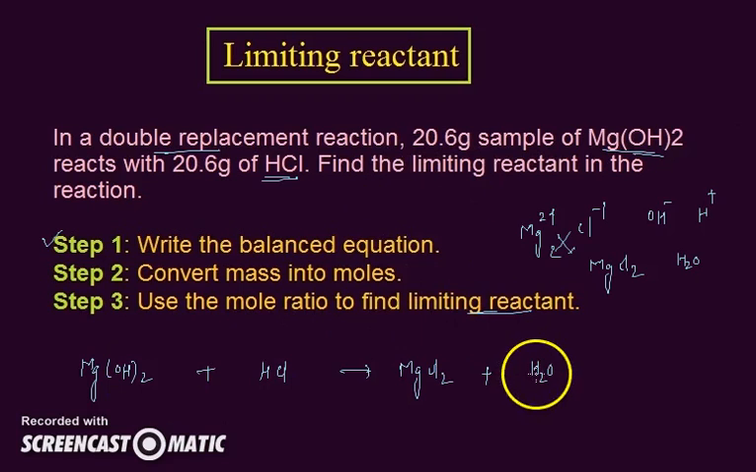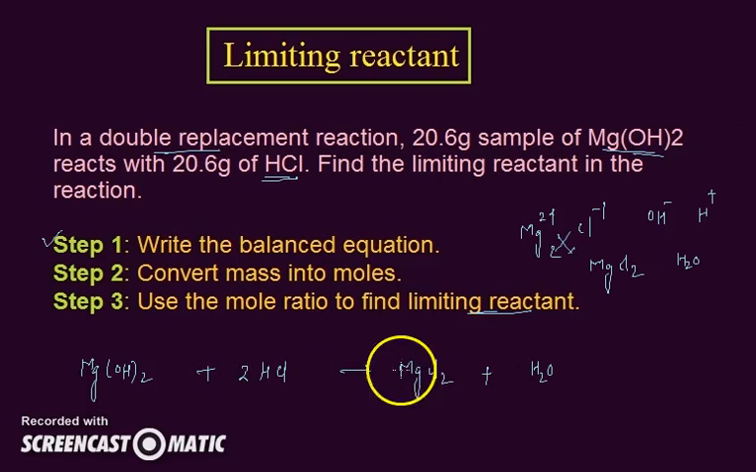Now we balance this equation. We balance the number of Cl atoms on both sides first. There are 2 Cl atoms on the right side, and we have only 1 Cl atom on the left side. That's why I put 2 before HCl. Now the number of Cl atoms is balanced.